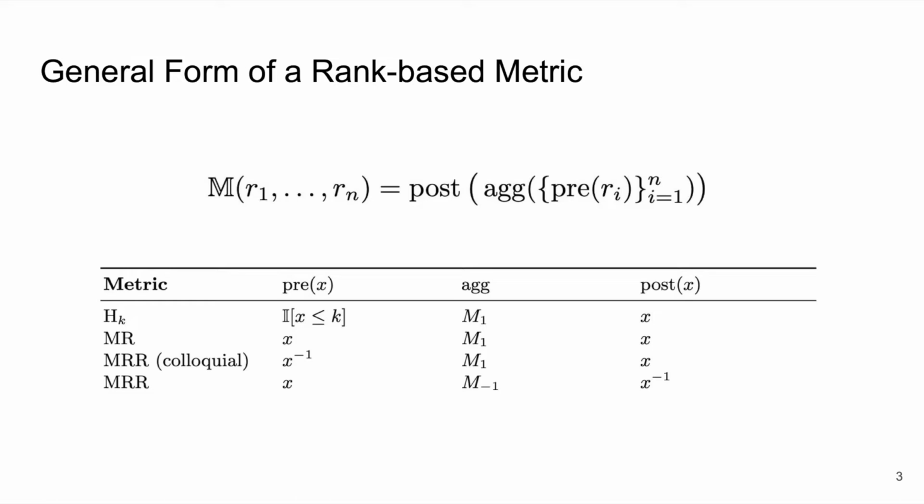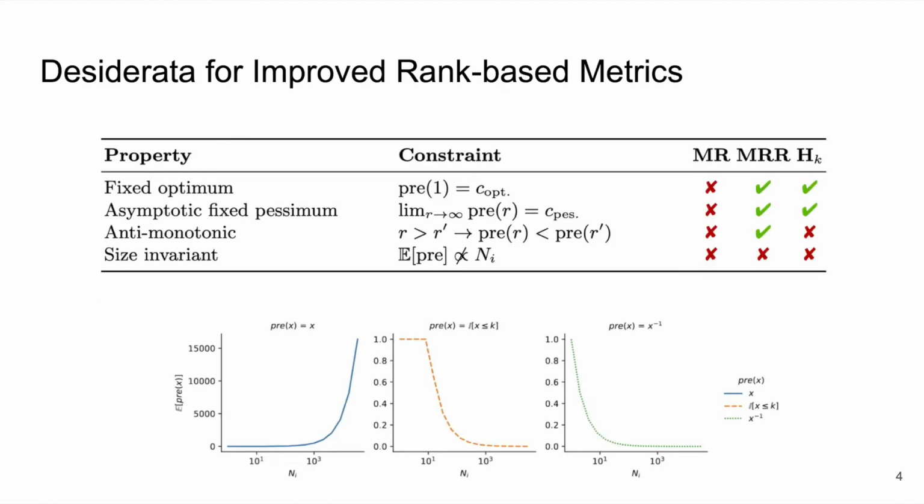Through the lens of these two Pythagorean means, we can better understand why the mean rank is biased towards large ranks, while the mean reciprocal rank is biased towards small ones, despite their codomains having different properties and being on different scales. So using this general form, we can better articulate four desirable properties for rank-based metrics.